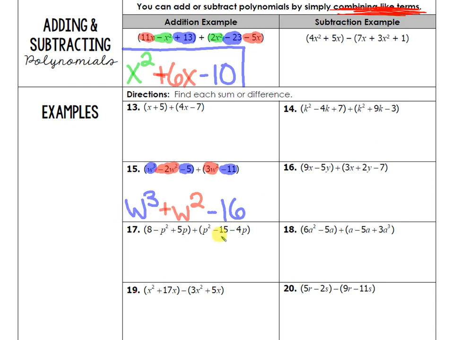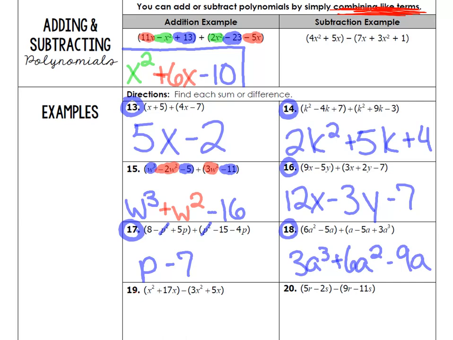I want you to do the other addition problems. So number 13, number 14, number 16, number 18, and number 17. Pause the video, do those 5 problems, and then when you play the video again, I'll have the answers there for you. Okay, so you can pause the video for a second. You can check yourself on these 5 addition problems. Then we're going to continue on to our subtraction problems.